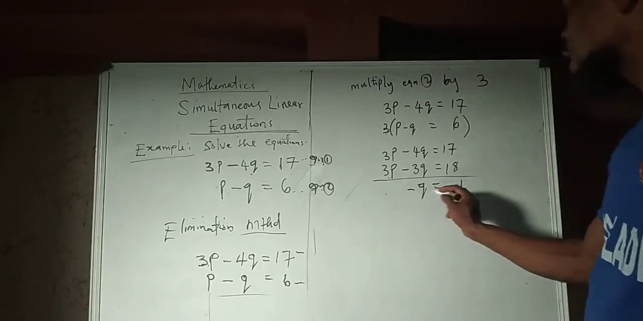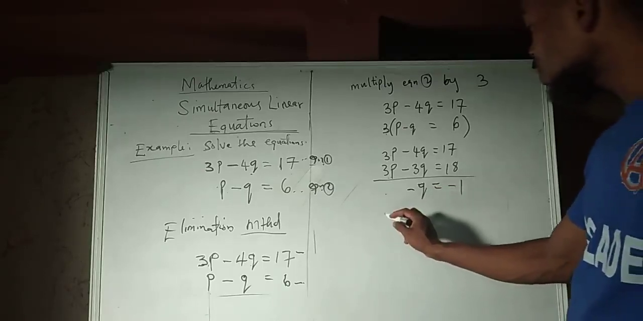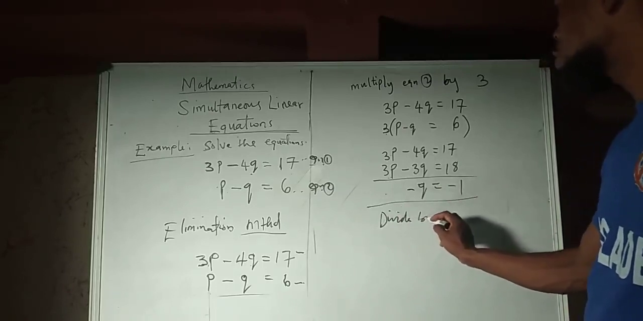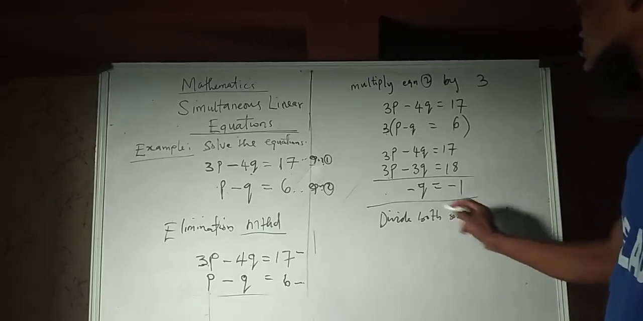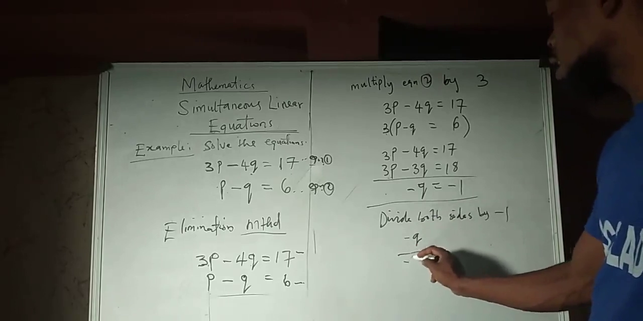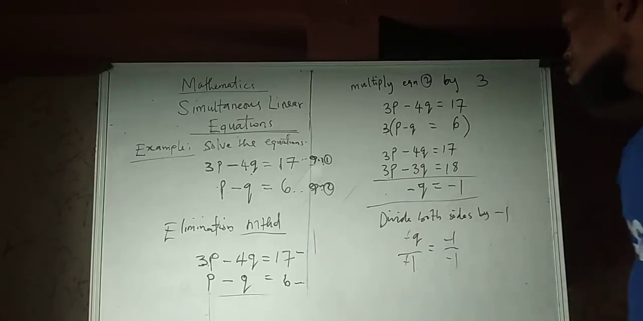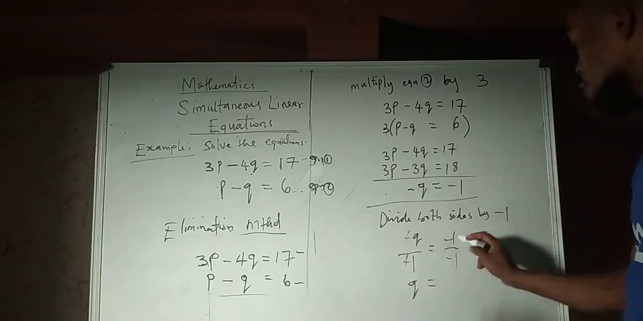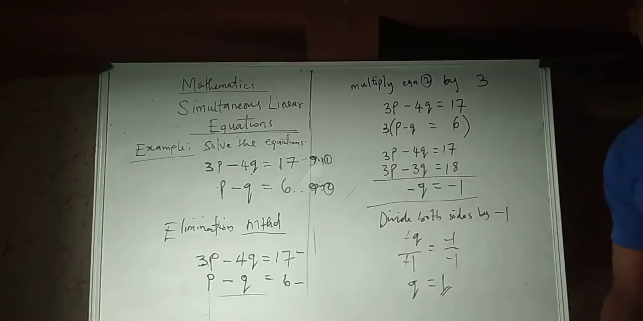So I have minus q equals minus 1, but I'm looking for q, the variable q. So what I'll do is divide both sides by minus 1. Now look at this. I have minus q divided by minus 1 equals minus 1 divided by minus 1. So minus cancels minus. We are left with q, because minus divided by minus is positive. Minus 1 divided by minus 1 is 1. Okay, so we have gotten a value for q as 1.